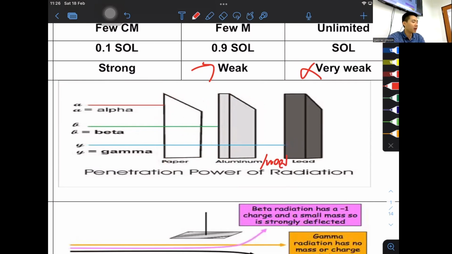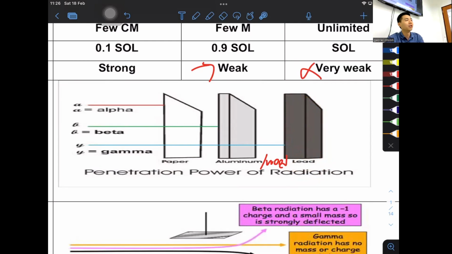And finally, the last one here is gamma radiation. Gamma radiation will penetrate through everything and only be stopped by lead, guys. As soon as you see the word lead, for sure they're talking about gamma radiation already, without a doubt, okay? And lead is the only thing that will stop all forms of radiation.